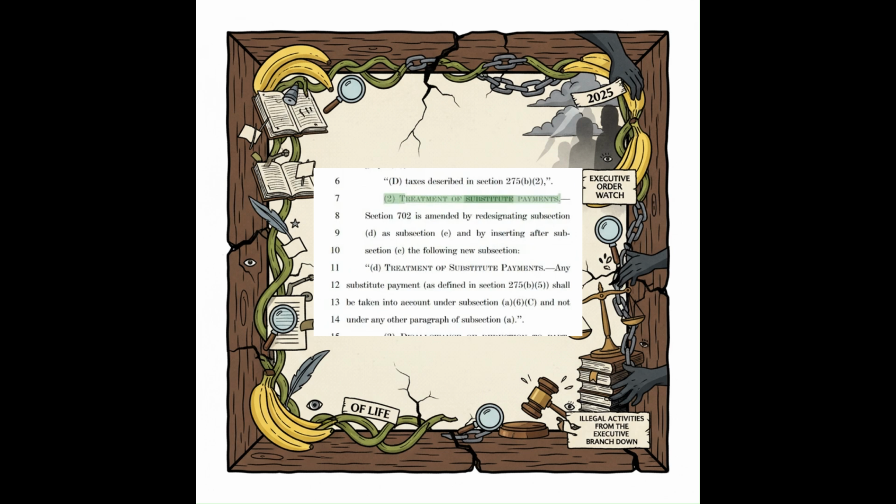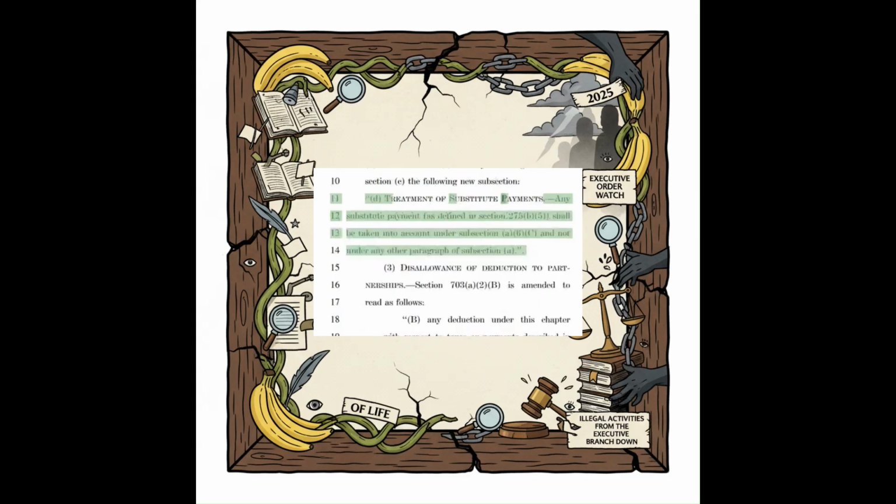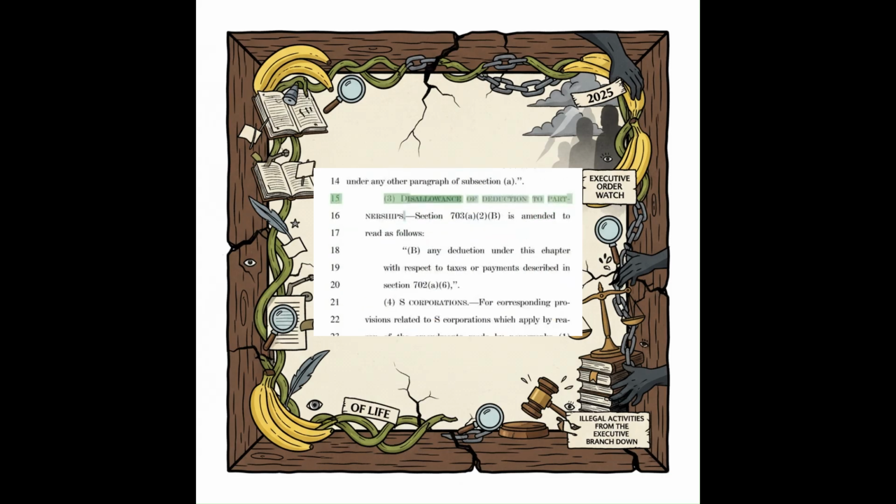Treatment of substitute payments. Section 702 is amended by redesignating subsection 8 as subsection and by inserting after the subsection the following new subsection: any substitute payment shall be taken into account under subsection and not under any other paragraph of subsection.